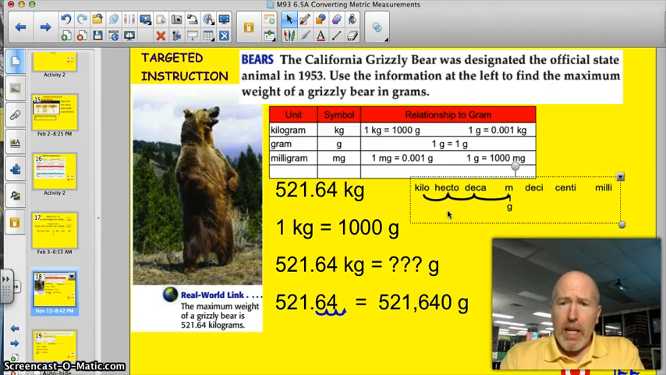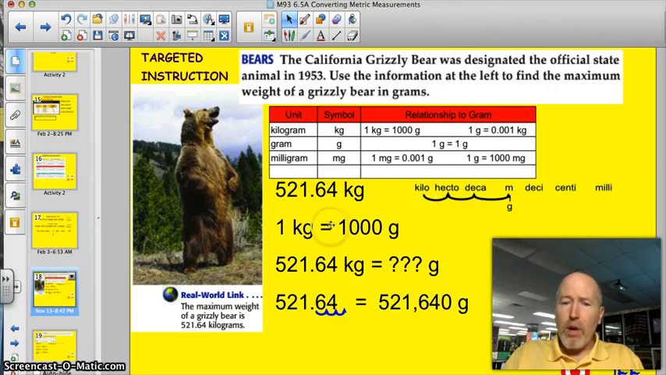It's about bears in California. The California grizzly bear was designated the official state animal in 1953. Use the information at the left to find the maximum weight of grizzly bears in grams. Well, down here it says that the maximum weight of a grizzly bear is 521.64 kilograms. So I put that kilograms. Now I'm over here at kilograms, right? And they want me to express it in grams. So I have to get from kilograms to grams. I have to go 1, 2, 3 spots to the right, which really means I'm multiplying by 1,000, but I'll take the decimal point and move it 3 spots to the right.